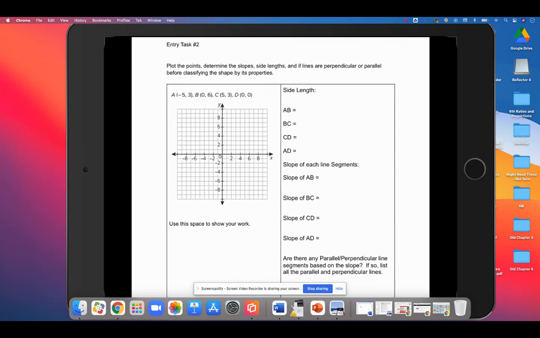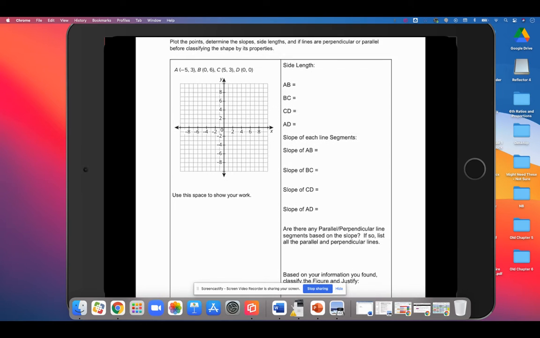So we've got entry task 2. We're actually giving this as homework today. So we're going to run through this one together.